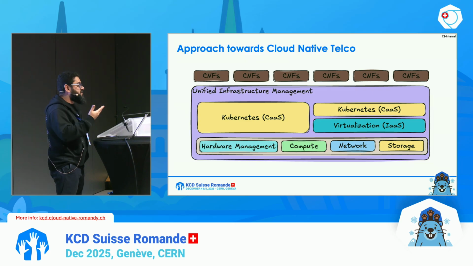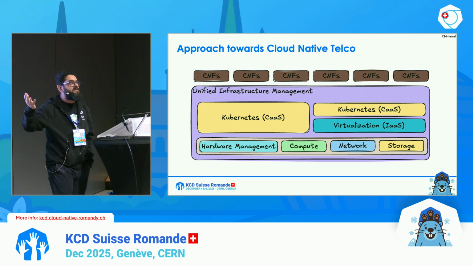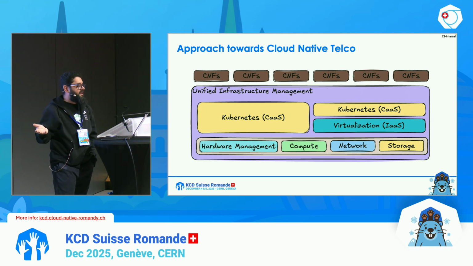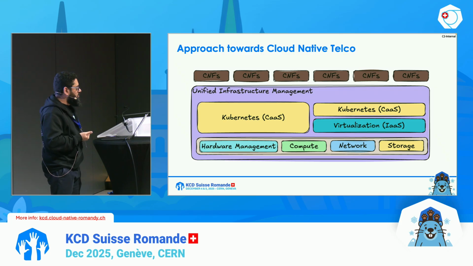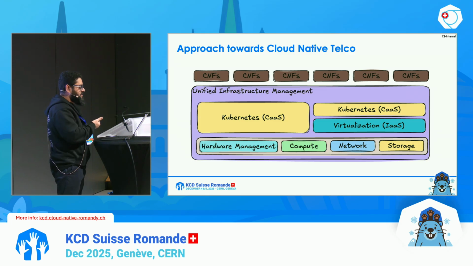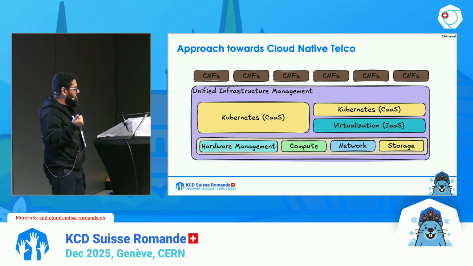Network functions at the top, which I'm showing here, implement the actual logic of the telco applications like UPF, IMS, packet core, for example. And these depend on the platform for resilience and performance. Kubernetes supports the containerized network function workload with elasticity and orchestration.